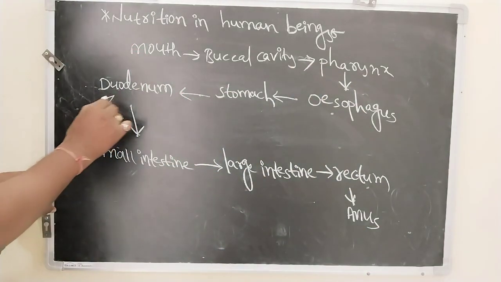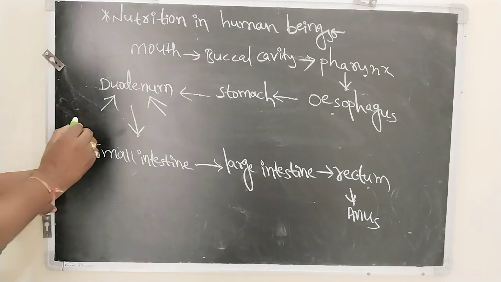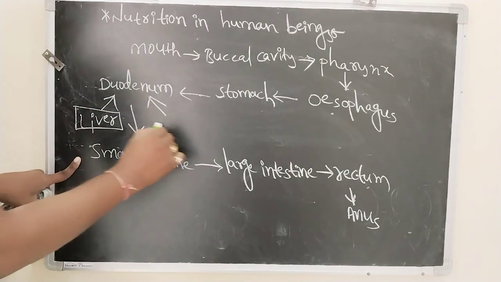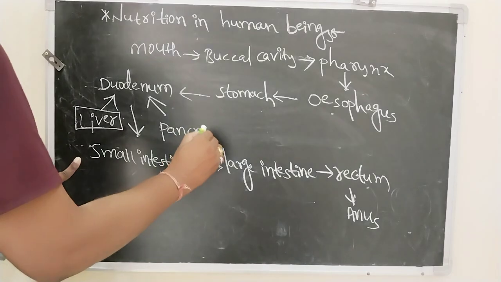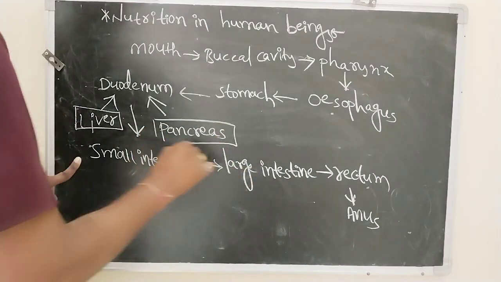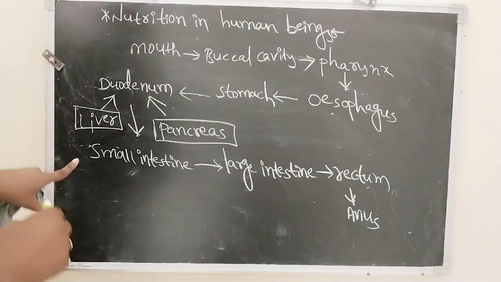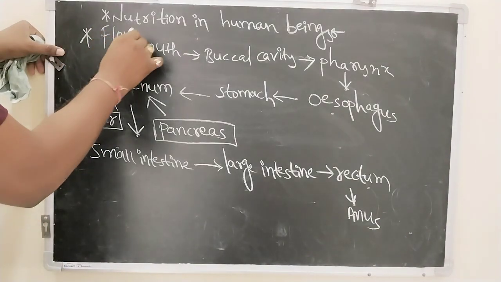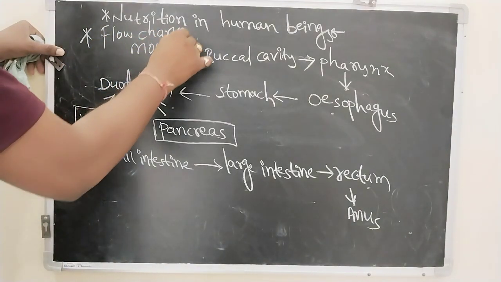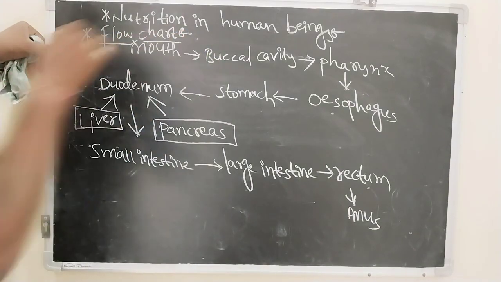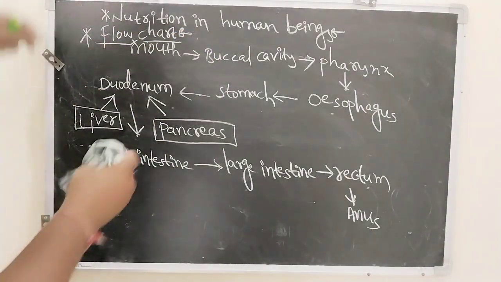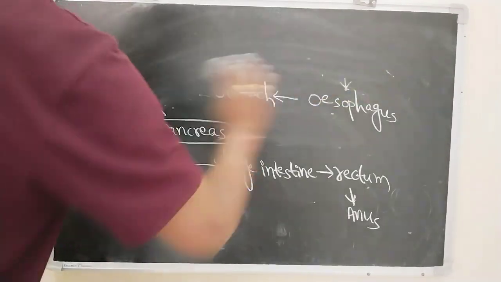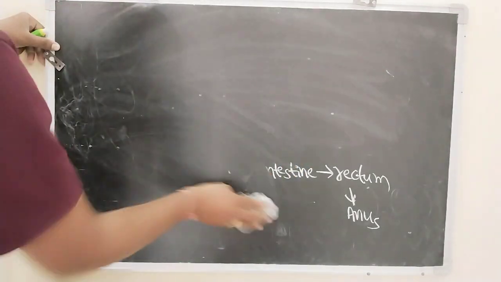And here two parts: one is the liver, another one is the pancreas. Liver and pancreas. This is the flow chart of the digestive system. Next, we will discuss each and every part and its function, and how the digestion process is going on.